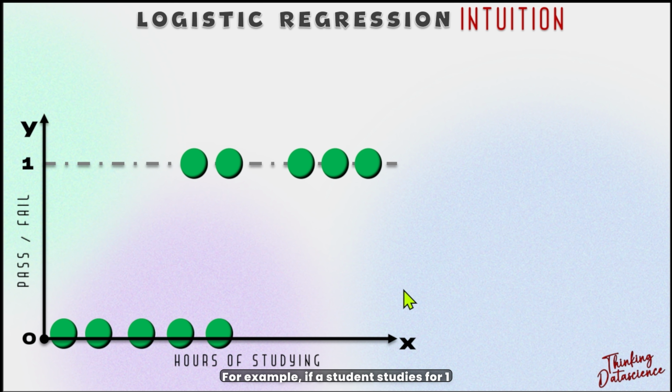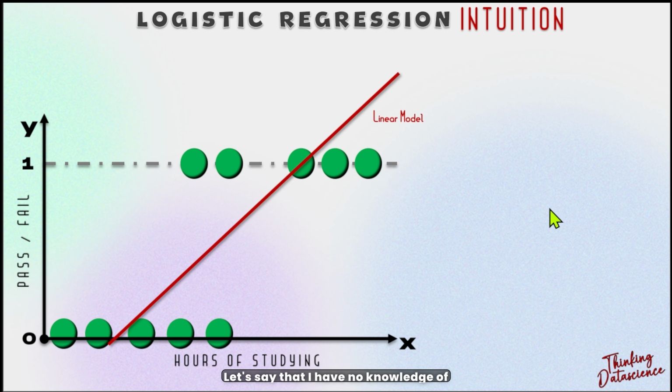For example, if a student studies for 1 hour, he is likely to fail, which is represented by a y value of 0. Similarly, if the student studies for 1.5 hours or 2 hours, they are still likely to fail as their y value would also be 0. After 6 hours, you will be able to pass the exam. Therefore, this is 0 and this is 1. Let's say that I have no knowledge of logistic regression. If I were to use these data points and apply linear regression, I would try to fit a linear model to them. However, this approach would fail miserably and the results would be really bad.